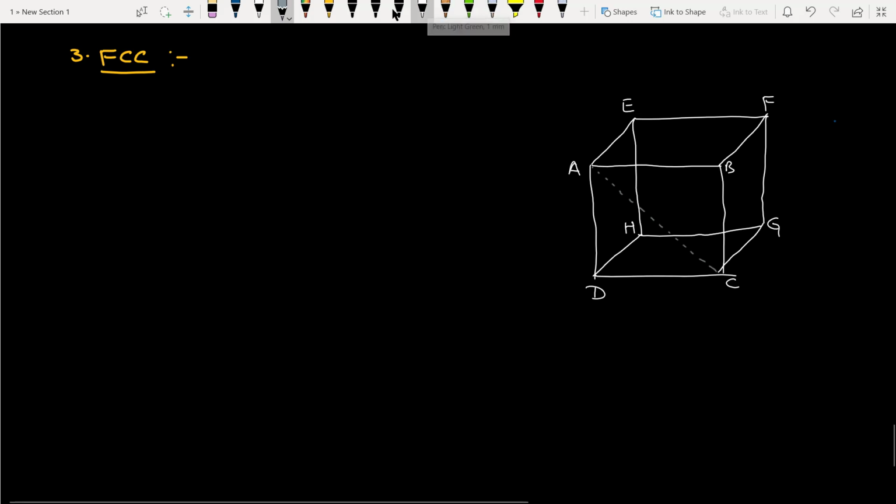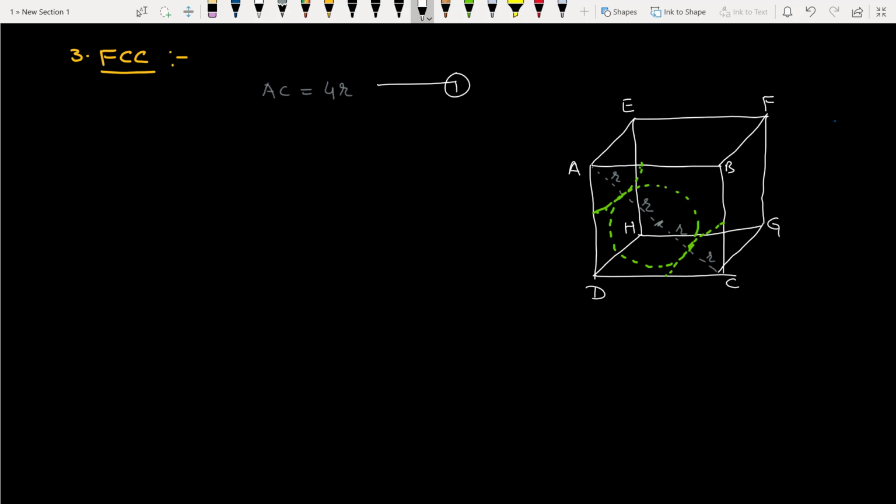So now we will try to depict the atoms. One atom is at the center of the face. This is the next atom, which is present at the corner C. Next atom at the corner A. So in terms of radius, this is r, this is r, this is r, this is r, this is the middle point. So AC length is equal to 4r.